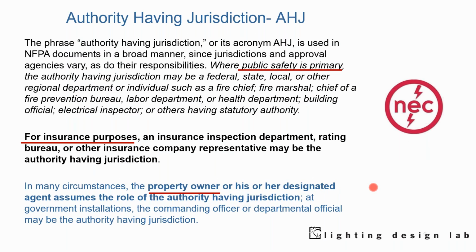And one more piece here. Where public safety is primary, the authority having jurisdiction may be federal, state, or local. For insurance purposes, an insurance inspection department or rating bureau might be the authority. And then in many circumstances, a property owner or his agents assume the role of authority having jurisdiction.